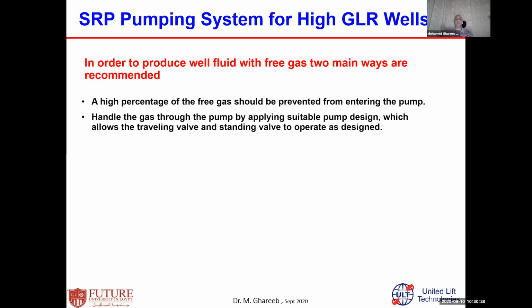What are we recommended to have? First of all, try to prevent a very high percentage of the free gas from entering the pump. If you can, it will be excellent to prevent all the free gas from entering the pump. But try as much as you can to prevent the free gas from entering into the pump. If you are not able to prevent all the gas or a high percentage of the gas, you need to handle the gas. You need to work with the gas.